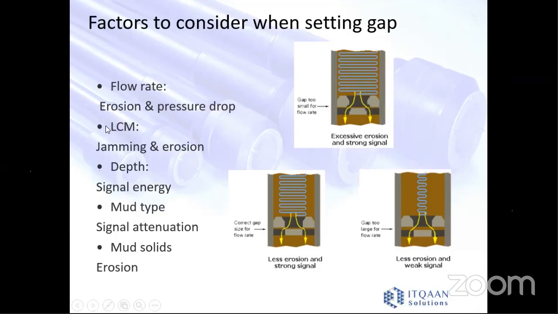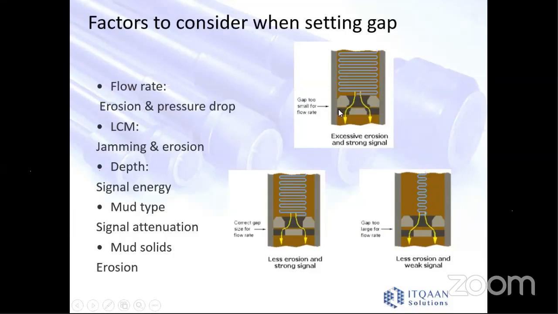The second factor is loss circulation material. As we know, we have different specs of loss circulation material, so we need to take into account if there is a plan to use LCM, because it may cause jamming, depending on the type and specs of the LCM. The third factor is the depth, because of the energy of the signal: the deeper we go, the smaller the gap we need to get a large amplitude of the signal. Mud type, also, because it affects the signal as well. And the last thing is the mud solids, because they cause erosion.